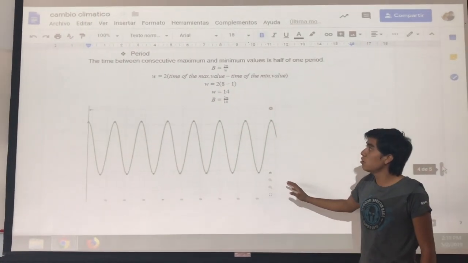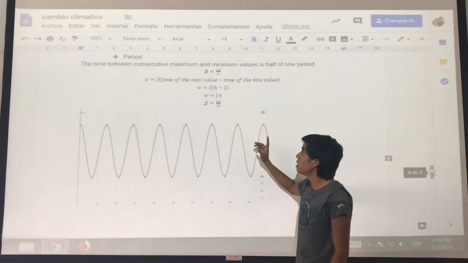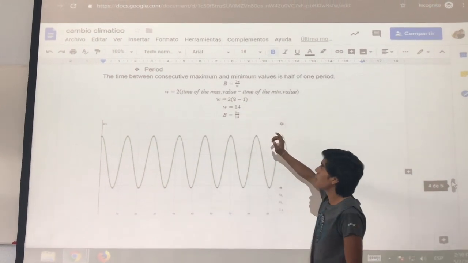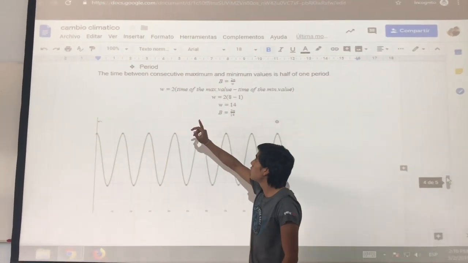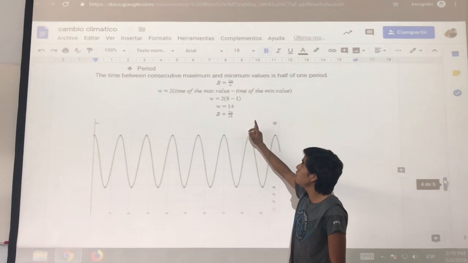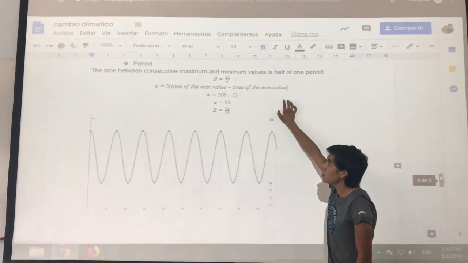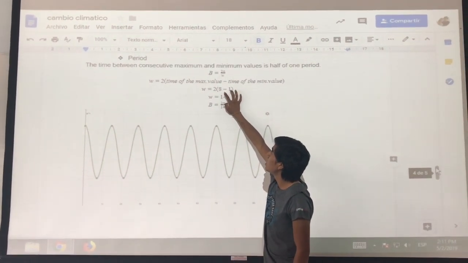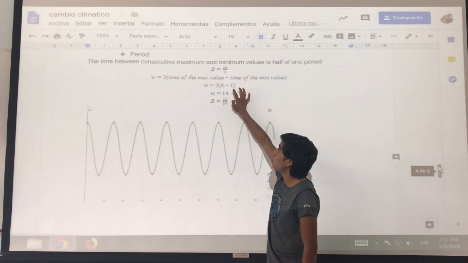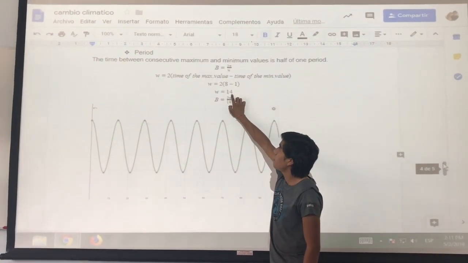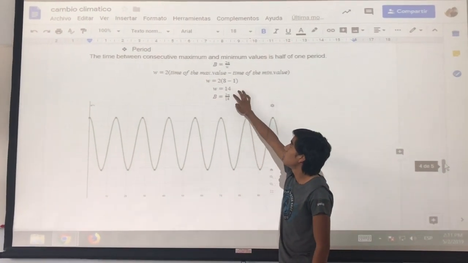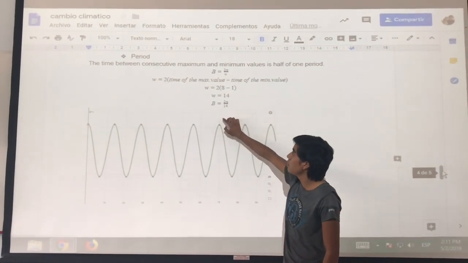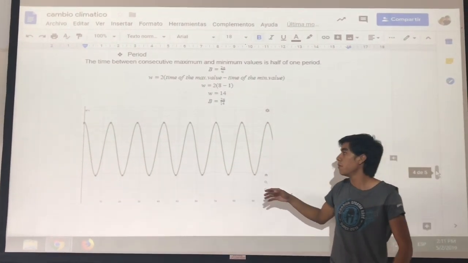The third value was the period. The formula of the period is 2 pi divided by W, and W is 2 times the time of the maximum value minus the time of the minimum value. In this case, the time in the maximum value was 8 and the time in the minimum value was 1. That is 7 times 2, 14, and that's our period: 2 pi divided by 14.